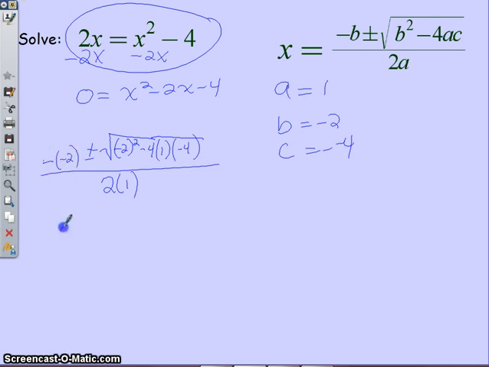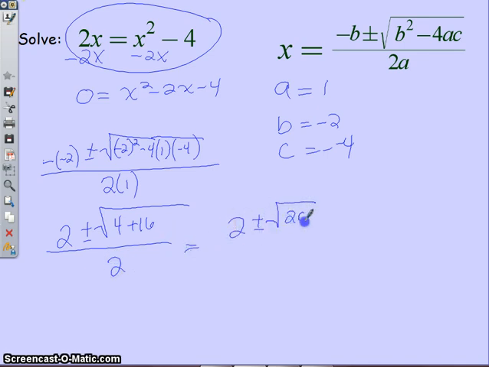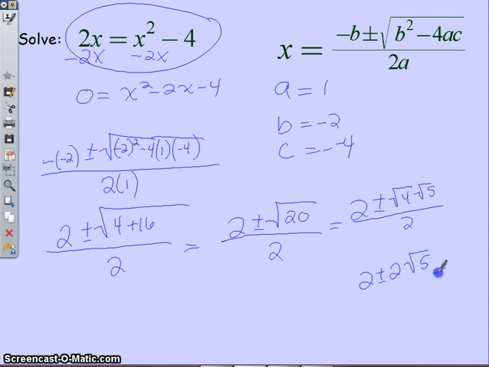Negative and negative gives me 2 plus or minus the square root of 4, well, negative 4 times 1 times negative 4 is plus 16, all over 2. Or 2 plus or minus the square root of 20 over 2. Now, how can I clean up the square root of 20? Well, I know I can write it as the square root of 4 times the square root of 5. Or 2 plus or minus 2 square roots of 5, all over 2.